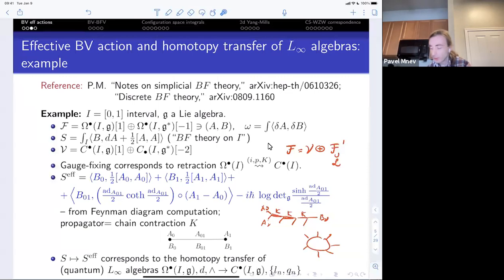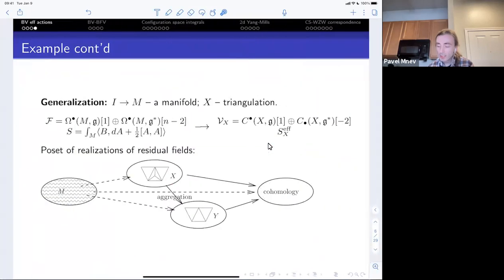Okay, so I just wanted to advertise this example because it is an example of an effective BV action, with this neat algebraic interpretation. And its direct generalization is that instead of an interval, I can consider any manifold equipped with a triangulation, and I can consider the action given by the same formula as before, but with integral over M instead of the interval, with fields being just pairs of differential forms, and the residual fields being again a cochain of a triangulation plus a chain on a triangulation.